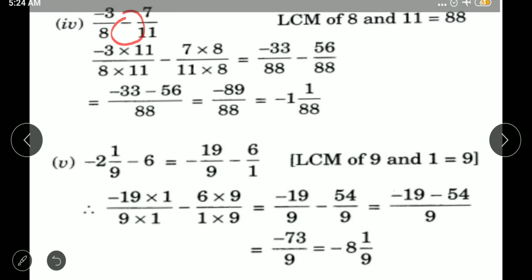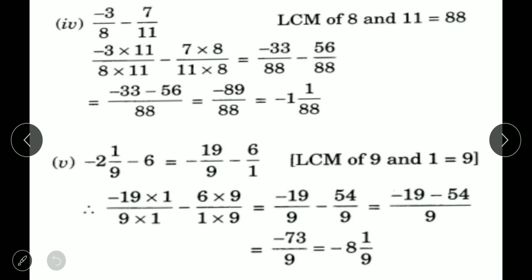Next we have to remember to make the denominators equal. So here the LCM of 8 and 11 will be 88, the common number which comes in the table of 8 and also of 11. Or we can make the denominators equal by multiplying with the opposite denominator. So here 8 multiplies with 11 on numerator and denominator. Here 11 multiplies by 8 to make 88.